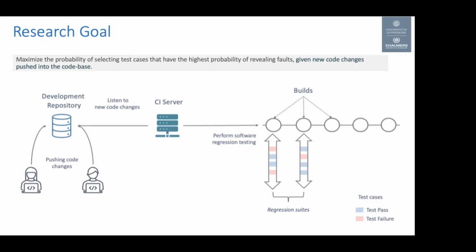So given some code changes pushed by developers to the development repository, you have a continuous integration server listening to those code changes, creating builds, and performing regression testing. So the goal of this method is to identify test cases that will pass and remove those from the regression suite. We don't want to waste time on executing those tests. And we only care about trying to maximize the number of tests that will fail or reveal faults in the system. So we only want to include those.